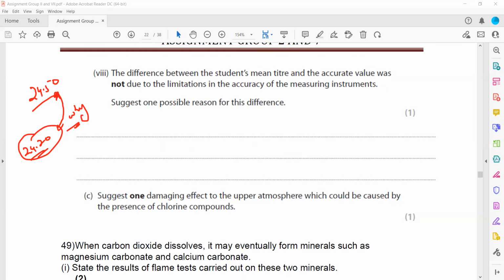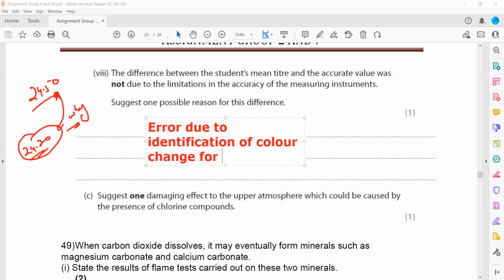So what could be an error? Mainly you can mention an error in the judgment of the color change of iodine at the end point, that leads to an error or a wrong result.